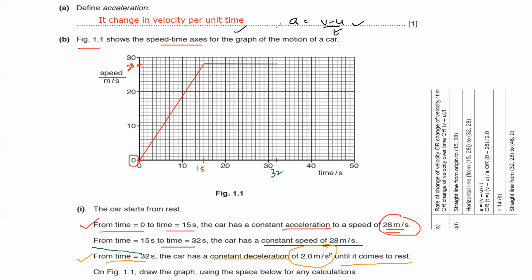Because I cannot complete a graph without this: this car is also decelerating, so all the options are decelerating, but I don't know how much time it will take to decelerate. So for that, I have to first calculate the time it will take to completely stop. We have the formula for acceleration, which is v minus u divided by t.